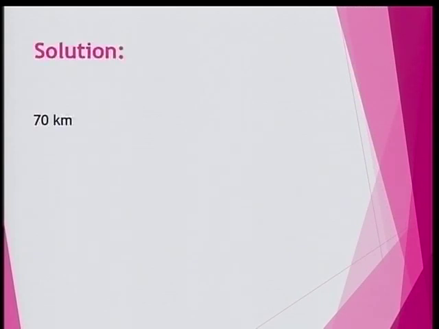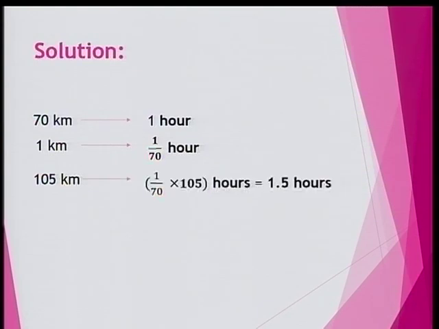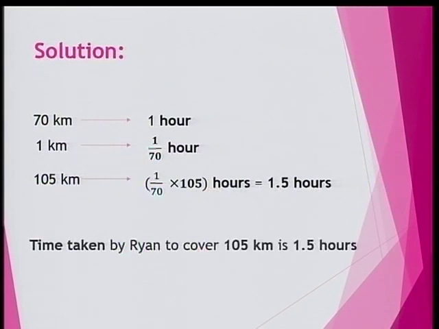So the solution, 70 kilometers can be covered in 1 hour. So 1 kilometer will be covered in 1 over 70 hour. And I need to find for 105 kilometers how much time I'm going to take to cover the distance of 105 kilometers. So it's going to be 1 over 70 times 105 hours, which gives me 1.5 hours. So the time taken by Ryan to cover 105 kilometers is 1.5 hours.